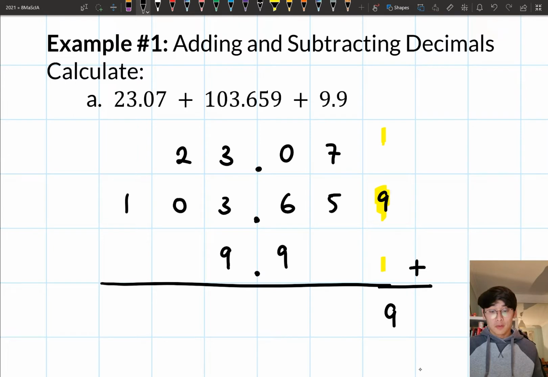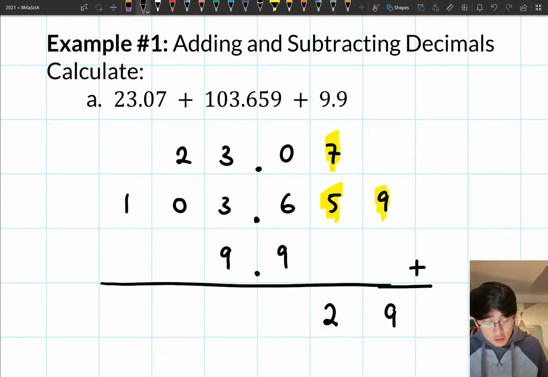Nice and easy. Okay, then I'm going to keep moving towards the left. So in the next decimal place, we've got 7 and 5. I'm just going to add those two. Now, 7 plus 5 will give me 12.